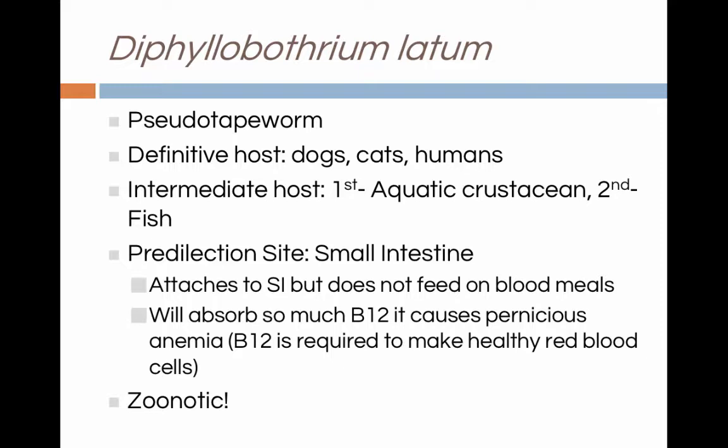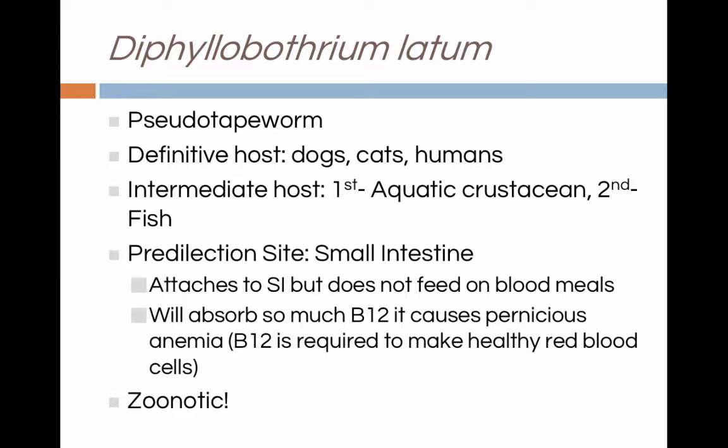There's 2 intermediate hosts, which is something you're going to see next week that's very common with our trematodes. The first intermediate host is any of our aquatic crustaceans, okay? So crabs, snails, things like that. Then the second intermediate host is going to be a fish, okay? So you can see how people can get it. All right, get ready. You're not going to want sushi after next week. Predilection site is the same, small intestine.